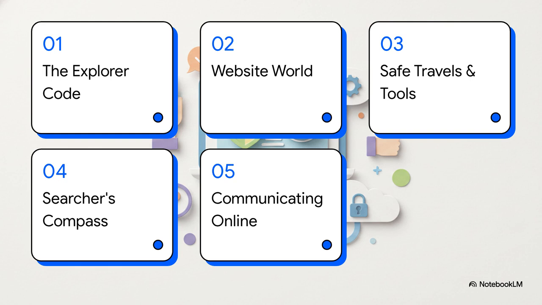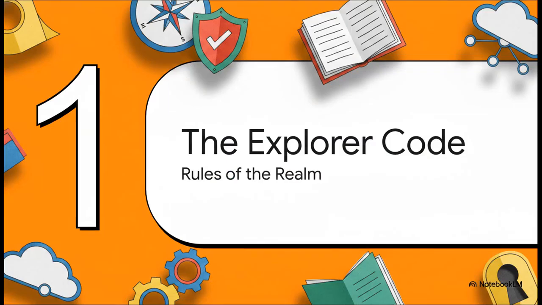Okay, let's take a quick look at our mission briefing map. This is gonna guide us safely through today's grand adventure. We're hitting 5 stops: the Digital Explorer Code, discovering the website world, safe travels and smart tools, the Smart Searcher's Compass, and finally, communicating with your crew. Let's get to it. All right, stop number 1, the Digital Explorer Code.